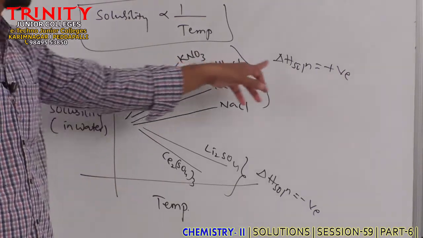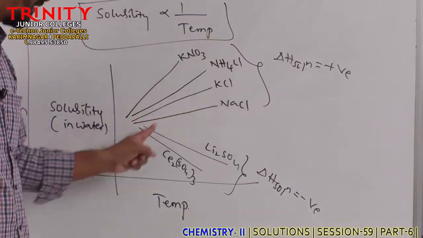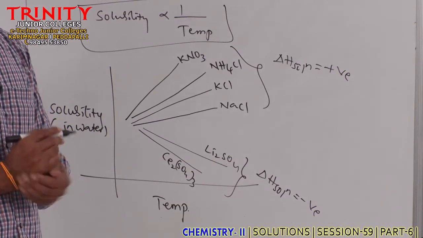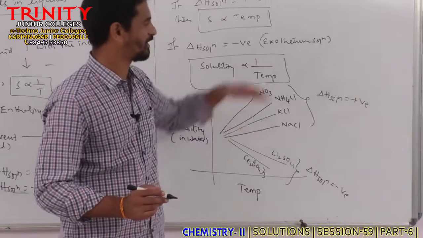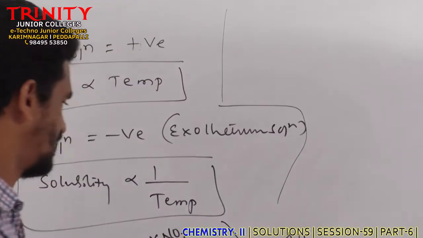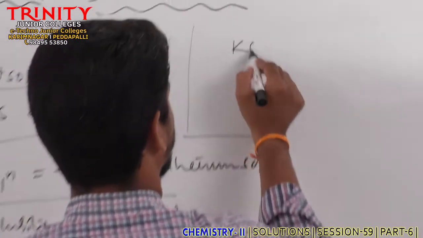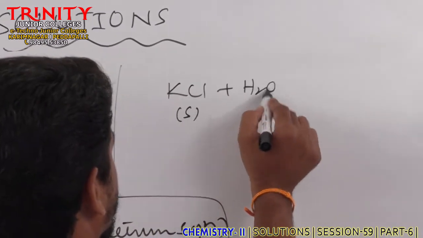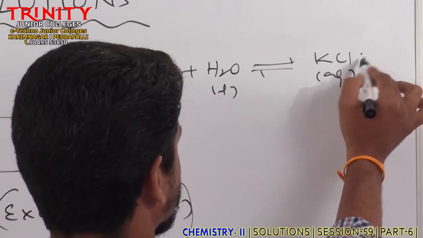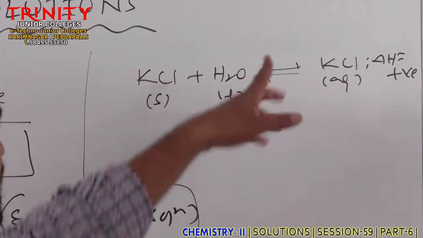So if the delta H of solution is positive, then solubility increases with the increase in temperature. When delta H of solution is negative, it decreases with increasing temperature. Clear? This can also be explained by using Le Chatelier principle. Why? Because in the saturated solution of these salts in water, a dynamic equilibrium exists. Suppose KCl solid is added to water, then we get KCl aqueous solution. Here delta H is with positive sign.